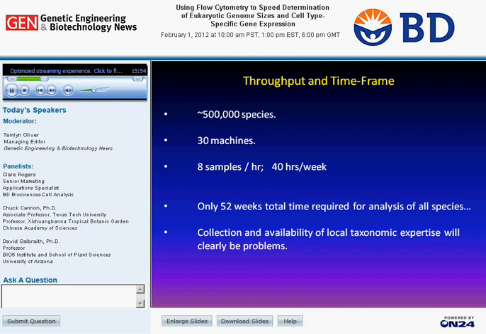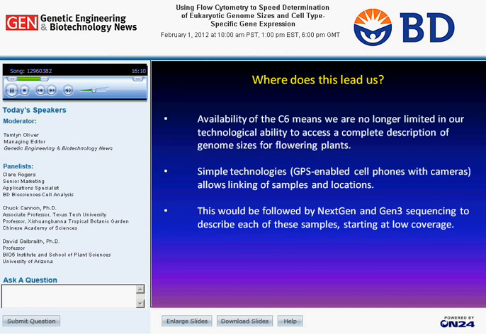Of course, collection and availability of local taxonomic expertise will be the major issue, and those problems would have to be sorted. But the measurements themselves are not going to be rate limiting. So where does this lead us? On the next slide, availability of the C6 means we're not limited in the technological ability to get a complete description of genome sizes for flowering plants. You can imagine using GPS-enabled cell phones with cameras to link samples and locations, and then, of course, we'd move on to next-gen and Gen3 sequencing to describe all of these genomes starting at low coverage.